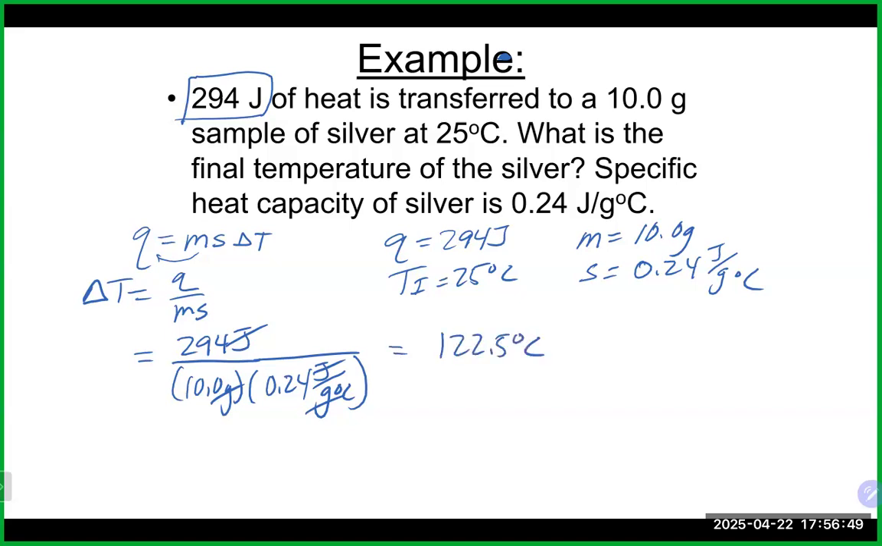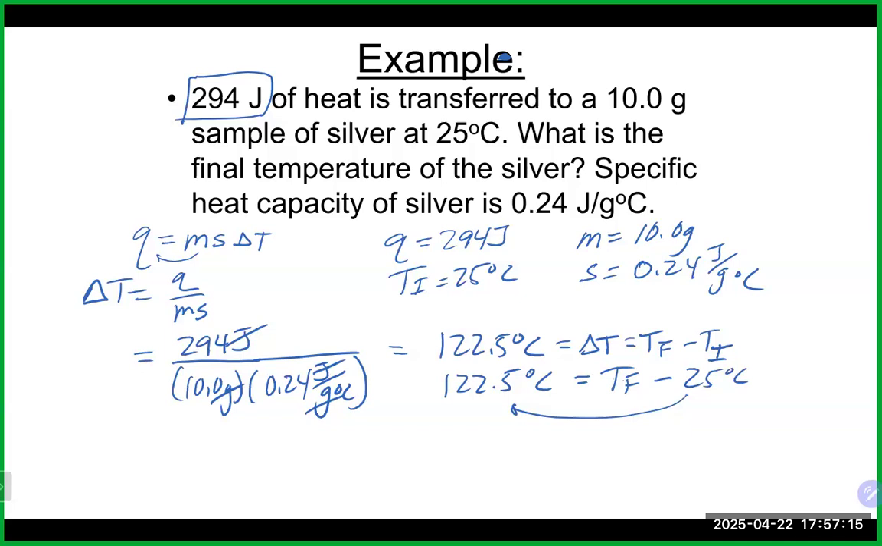122.5 degrees Celsius. That again is not our answer because that is equal to the change in temperature. And the change in temperature is always the final minus the initial. So in this case, 122.5 degrees Celsius equals our final temperature, which is what we're looking for, minus our initial, which is 25. We're going to add 25 that way, and that's going to give us 147.5 degrees Celsius equals our final temperature.